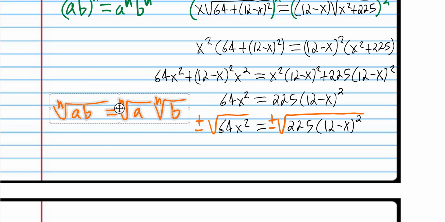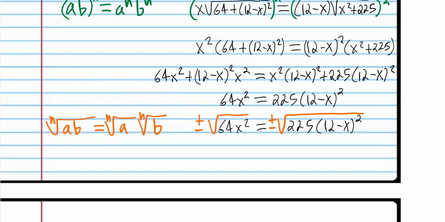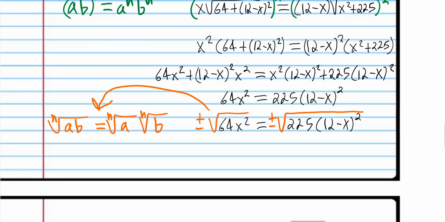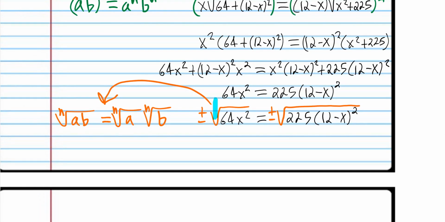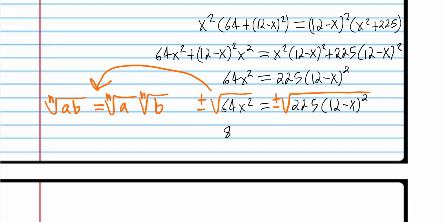Now, students like to claim that they've never seen that before, but if you're coming from my curriculum, you've seen that 1,000 times. That's all we're using is that formula that we've used 1,000 times. You may be a little rusty on that, but now in this case, n is actually 2, but we don't see the 2 because remember, when the index is 2, we don't write it. It's square root. So what that does is it square roots 64 to become 8, square roots x squared to become x, it square roots 225 to become 15, and it square roots 12 minus x squared to be 12 minus x.